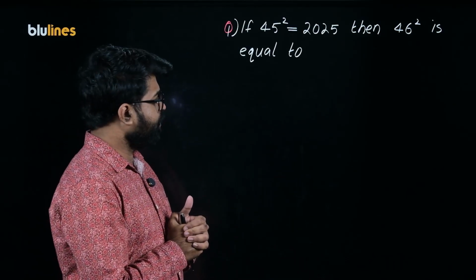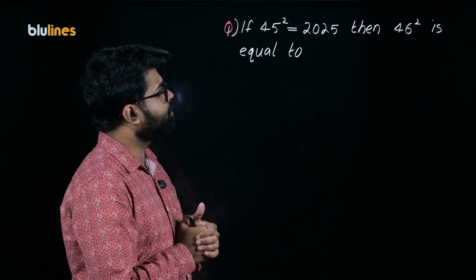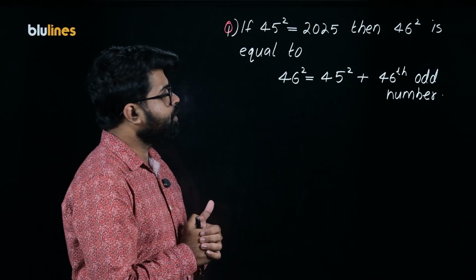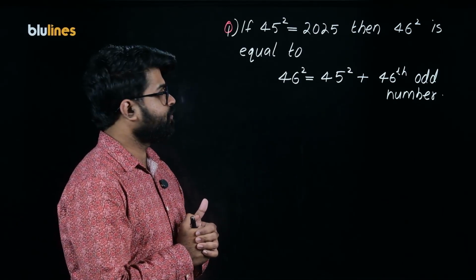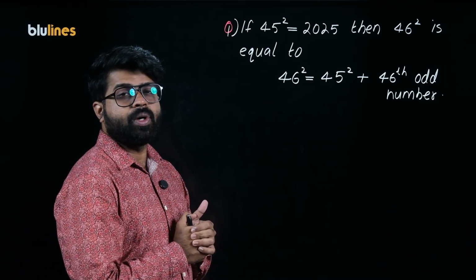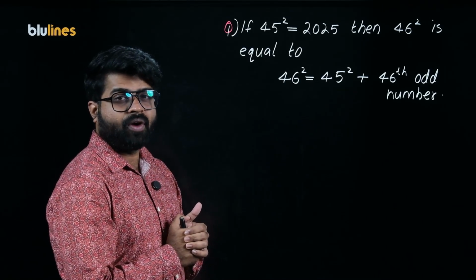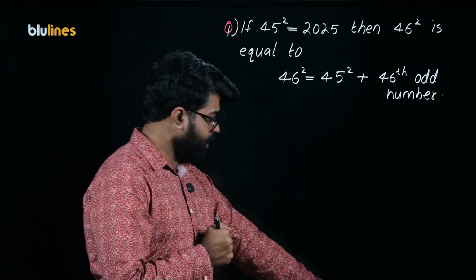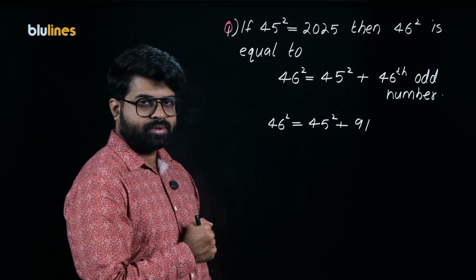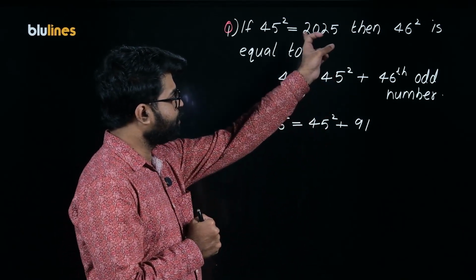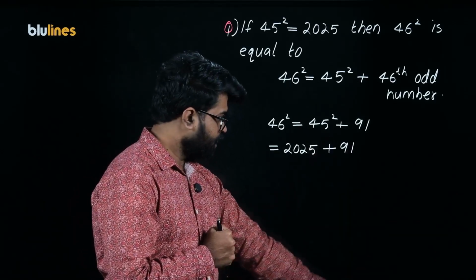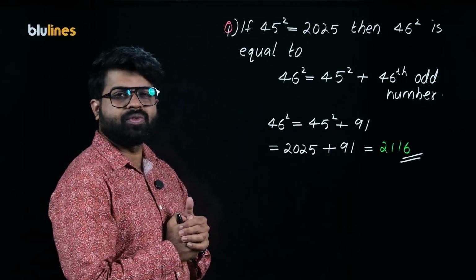Next one, if 45 square is equal to 2025, then what is 46 square? We can see that 46 square is equal to 45 square plus the 46th odd number. How can we calculate the 46th odd number? That is equal to 2n minus 1. So 2 multiplied with 46 minus 1. 2 into 46 is equal to 92. 92 minus 1 is 91. So we know that 45 square is equal to 2025, which gives 2025 plus 91. On simplification, we have 2116.